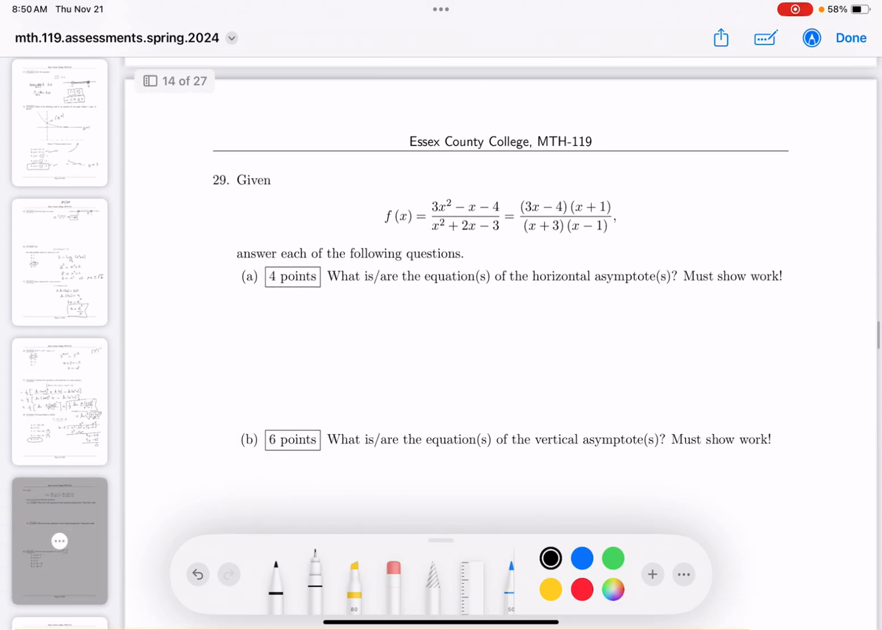The next one is, what are the equations of the horizontal asymptotes? You must show work. All right, so what we've always started with is a number line. And on the number line, the first thing I put down is 1. That comes from the bottom. 1 makes the bottom 0. Minus 3, that comes from the bottom. The next thing I want to do is the top one that becomes 0, that's at minus 1.